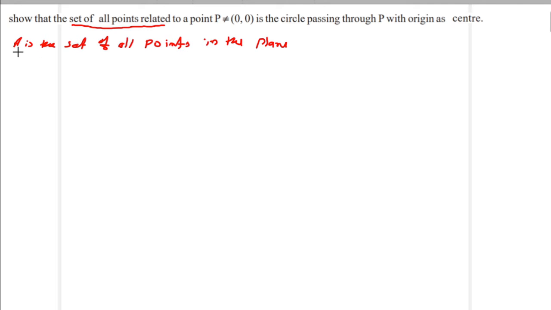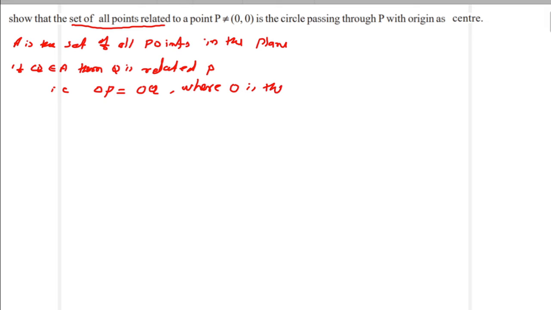Okay, so we can take any point in A. Suppose Q belongs to A, then Q is related to P. That is OP equal to OQ, where O is the origin, from our relation. Okay, this is number one.